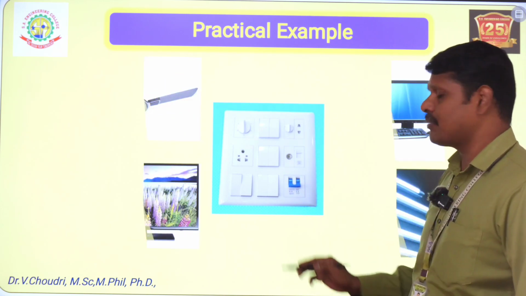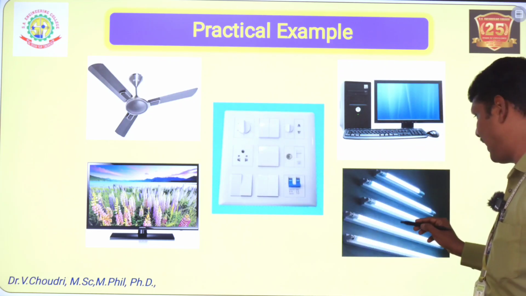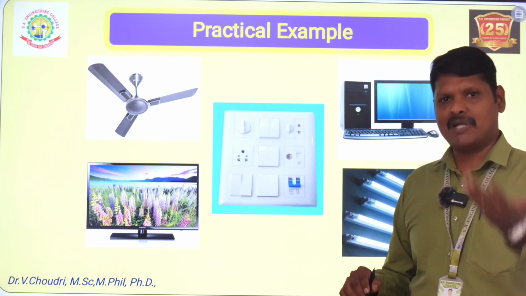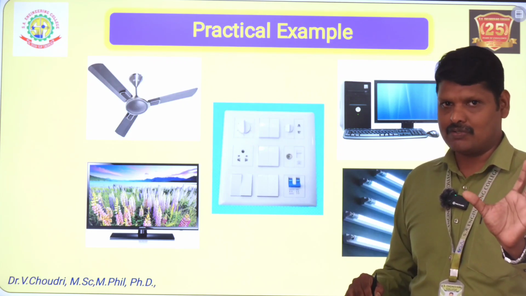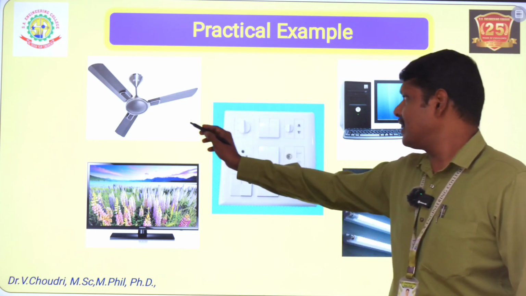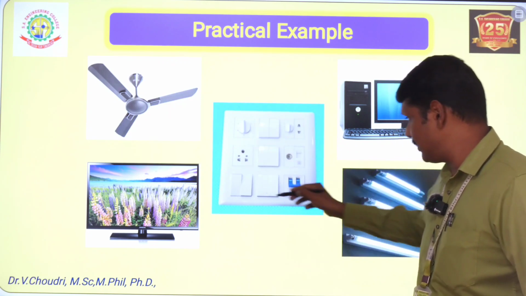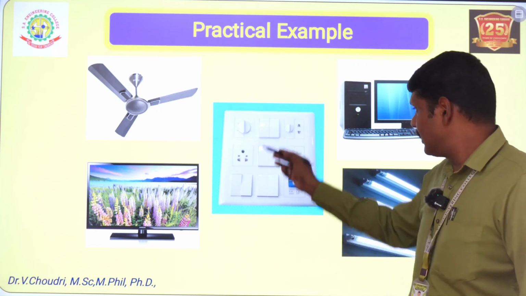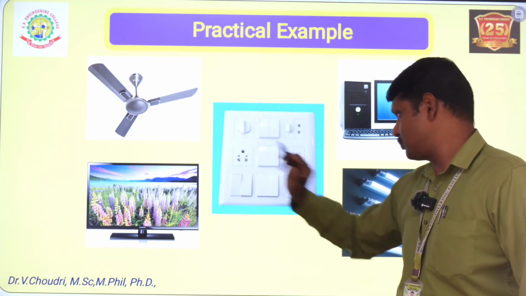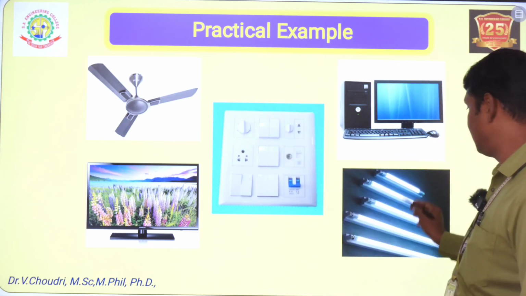Here I am giving you some examples: ceiling fan, smart TV, system, and lights. Not only this, some other electronic items also. Just imagine that some gadgets are available in our house or any other working place or institution. Now how do you relate the function concept with these examples? This is the domain connected with the codomain. This switch may be connected with the ceiling fan. This switch is connected with the smart TV, or this switch may be connected with the system. This switch may be connected with the lights.